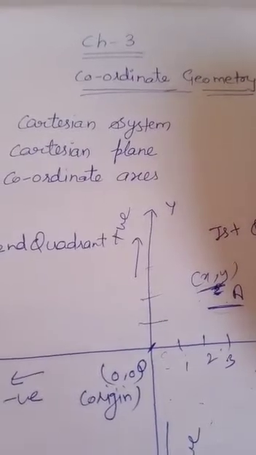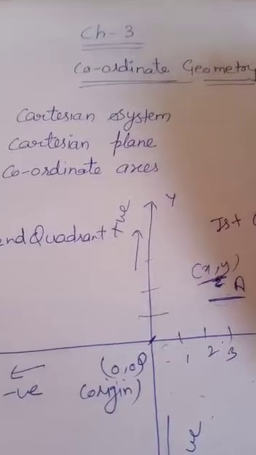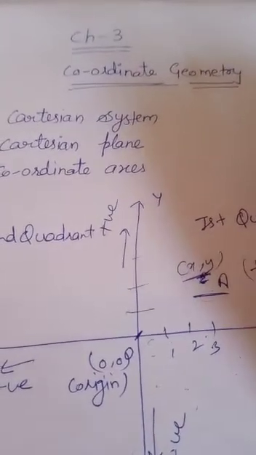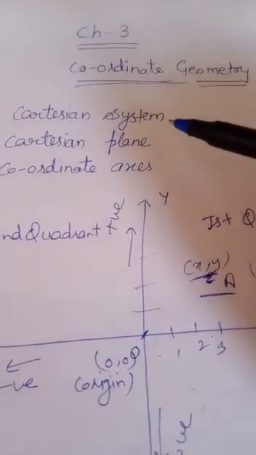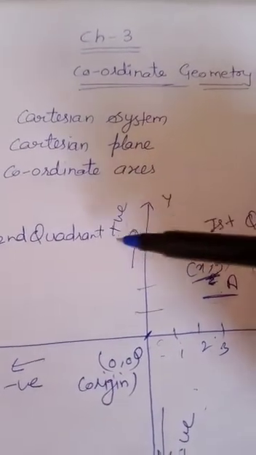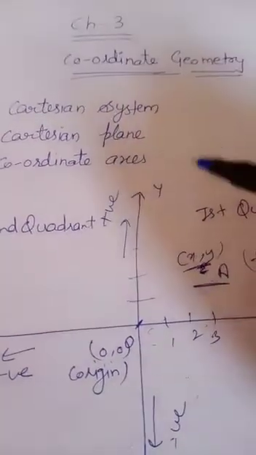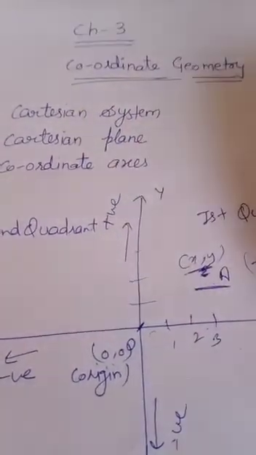You have completed your previous chapter, polynomials. Now, today we are going to start chapter number 3, that is coordinate geometry. In this chapter, we will learn about the Cartesian system, Cartesian plane, coordinate axes, quadrants, abscissa, and ordinate. Okay, about this chapter you have discussed in 8th standard also.